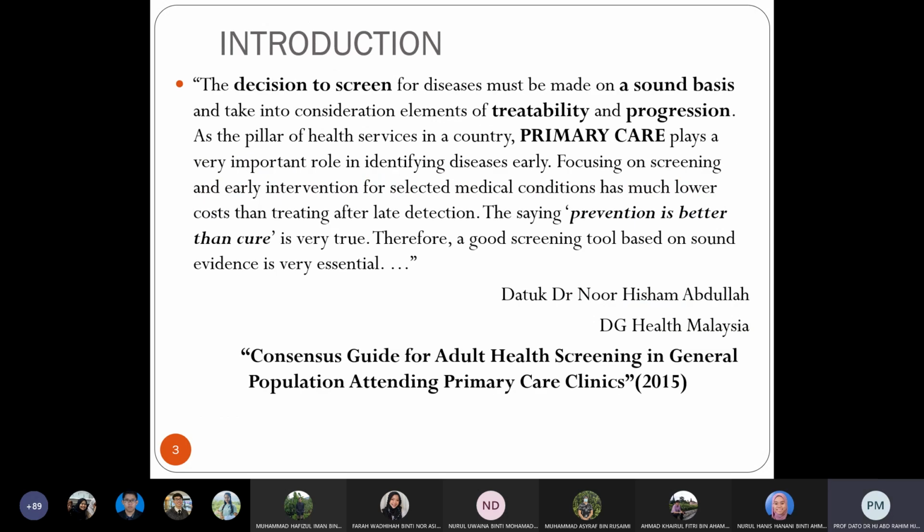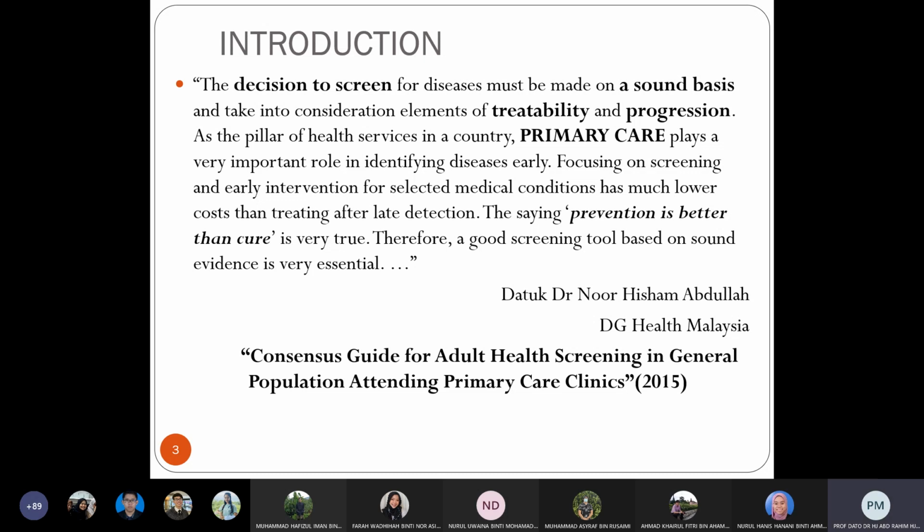Okay. This is what the current DG, yeah, he is already Tan Sri, Tan Sri Datuk Dr. Noor Hisham. This is in 2015 when he says this.